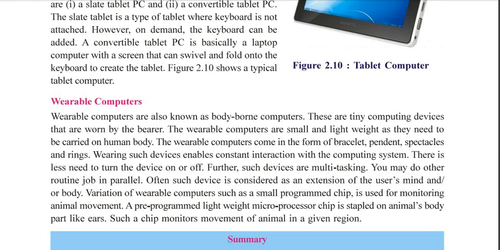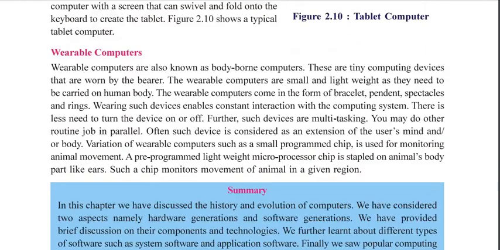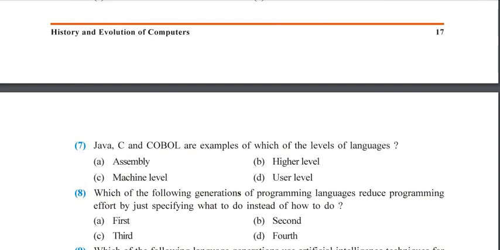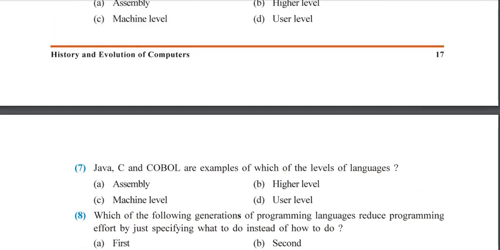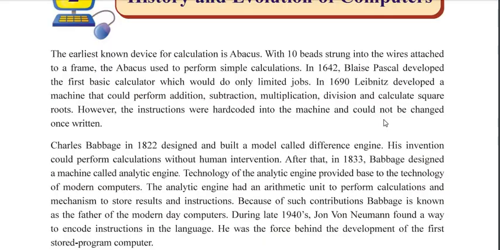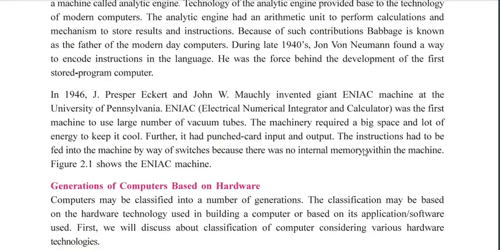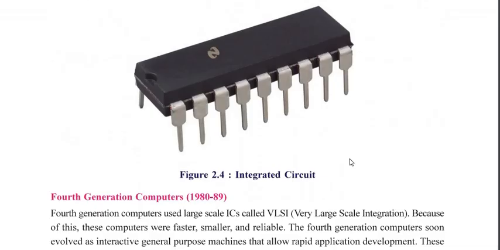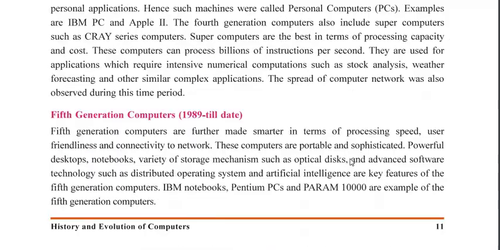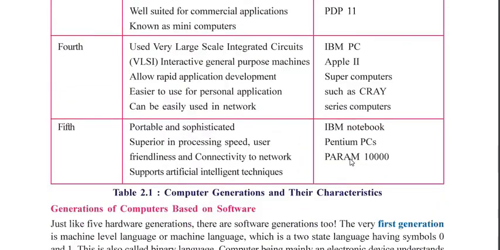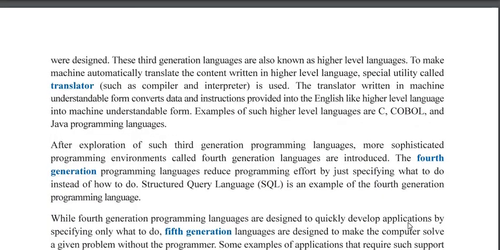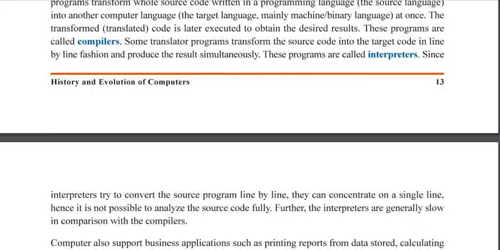Clear all of you? This is the end of the second chapter. You have to solve the exercise of the second chapter and write it in your notebook also. Now what have we learned in this chapter? We have learned the generations of computers as per their hardware and as per their software. We have learned about the types of computers: personal computer, laptop computer, handheld computer, and wearable computer. We have also learned the types of software: application software and system software. Clear all of you? So this is the end of the chapter.